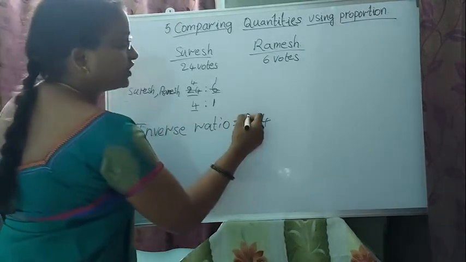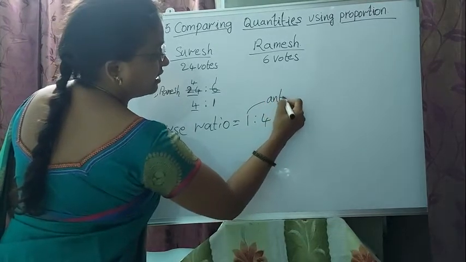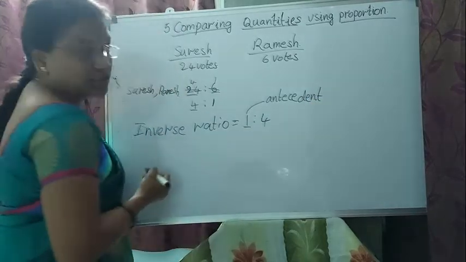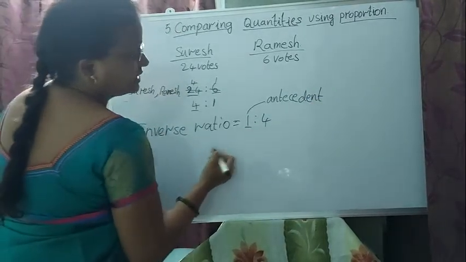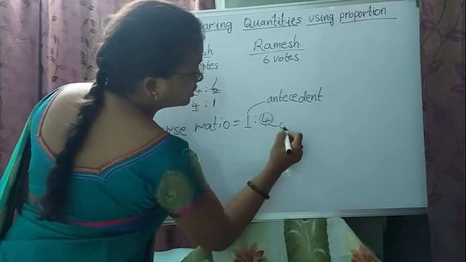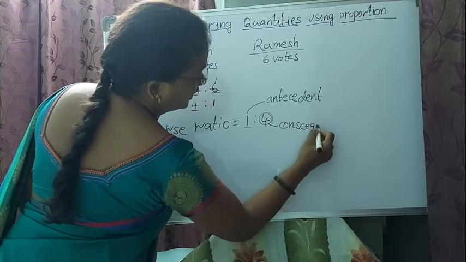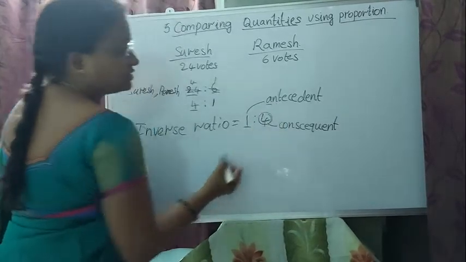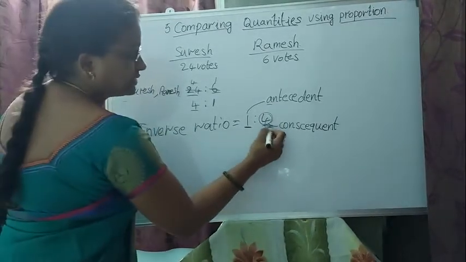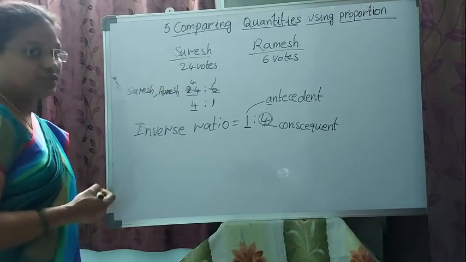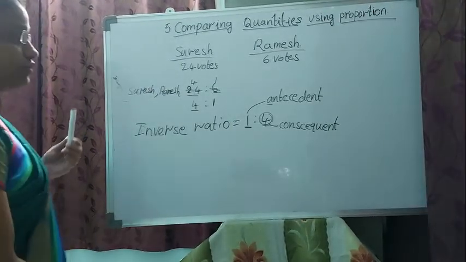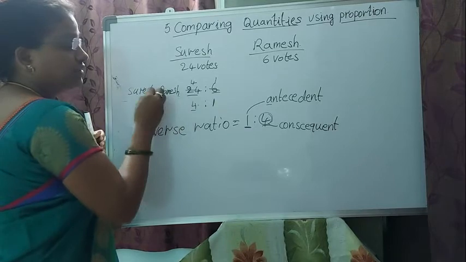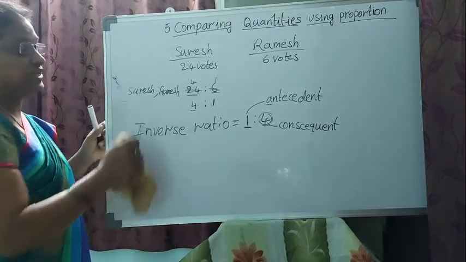What is the first term? We call it the antecedent. The first term, the first thing, we call it the antecedent, and the second thing we call the consequent. The first one is antecedent; it starts with A, so in that way you remember antecedent, and the second thing is consequent. In this way we have to compare the two things. If Suresh got 4 votes, Ramesh got only 1 vote.